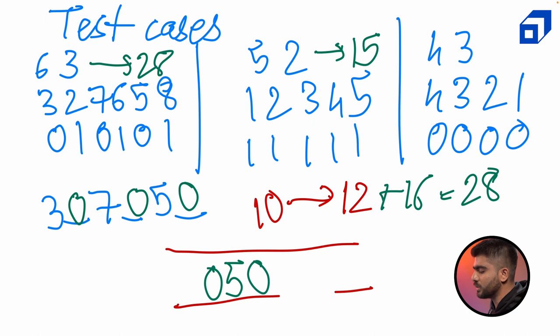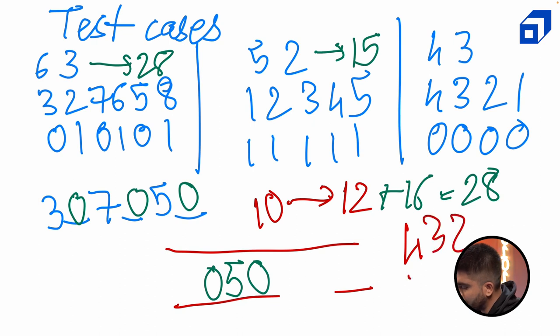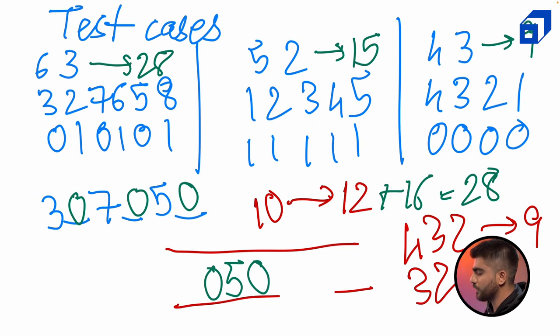And if I do the sliding k window approach, my options are 4, 3, 2, and 3, 2, 1 only. And definitely the greatest answer is going to be 9. So my solution for this is going to be 9.